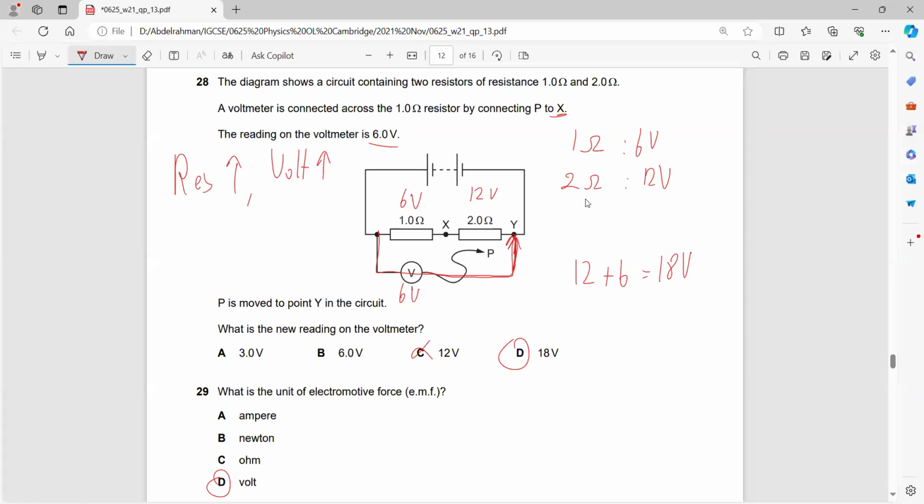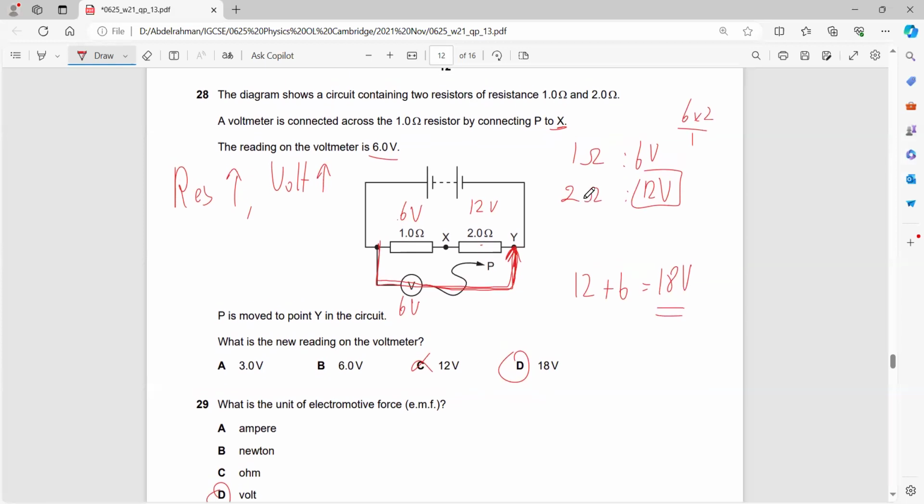So 1 ohm, 6 volts; 2 ohms, it has to be 12 volts. What did I do? Cross multiplication. 6 times 2 divided by 1 would be 12 volts. So the potential difference of the 2 ohms is now 12 volts. What's the potential difference of both of them together? You just add them up. 6 plus 12 would be 18 volts. That's it.